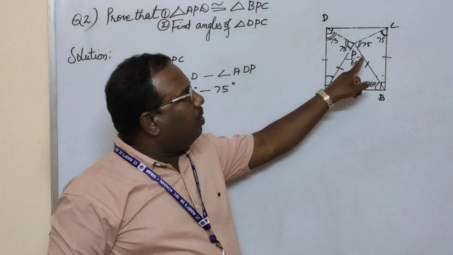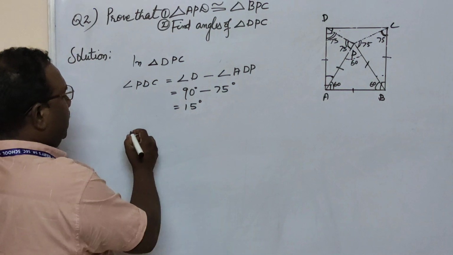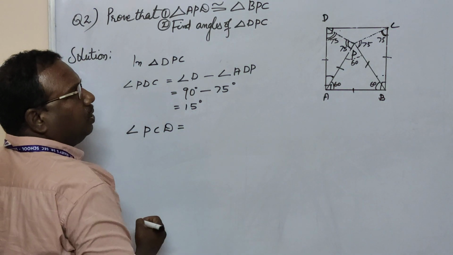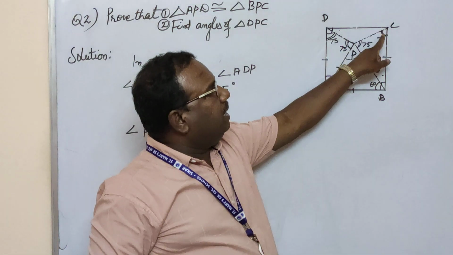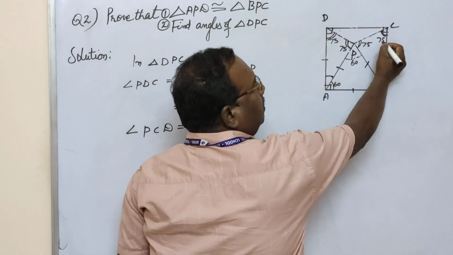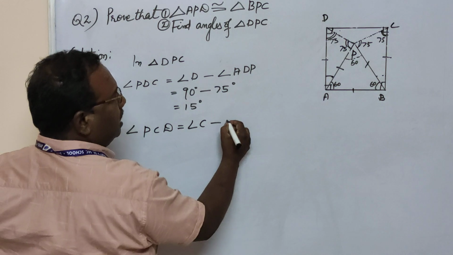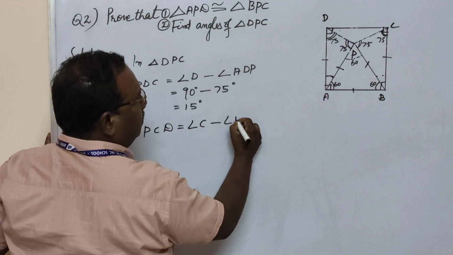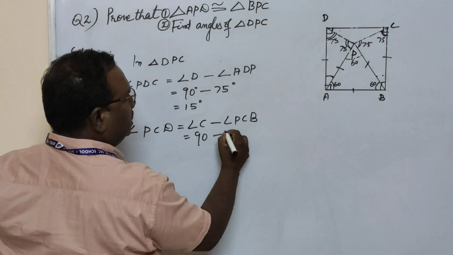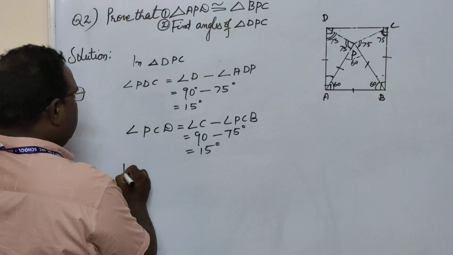Similarly, we can find out angle PCD. What is the measure of PCD? Angle PCD is also equal to 90 degree minus 75. This complete angle is 90 minus this much 75 degree. Angle C minus angle PCB, that is 90 degree minus 75 degree, which is equal to 15 degree.